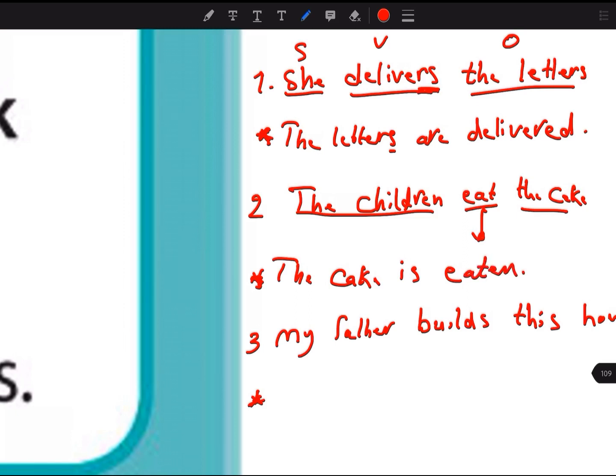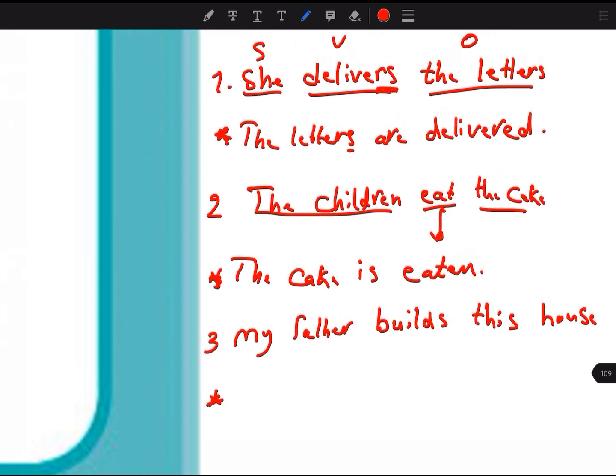My father built this house. This, my father, is the subject, built is the verb. This house is the object. This house is built. The past participle of the verb build is built.